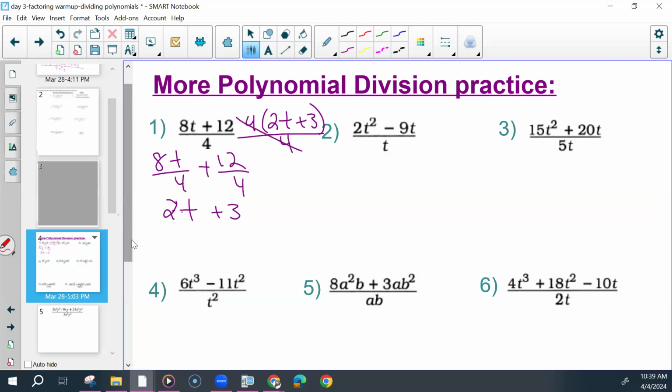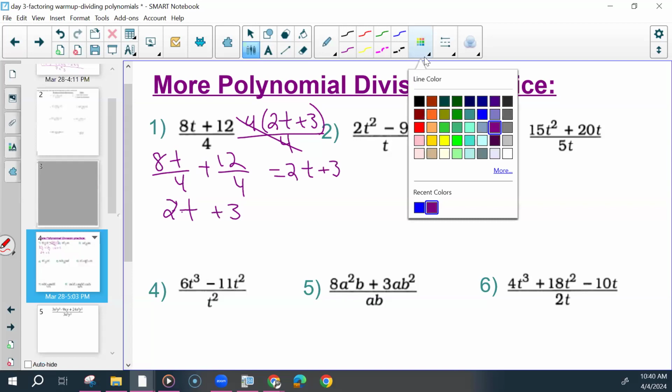So then you could cross those out, and that would leave you with just 2t plus 3. So you get the same thing either way. It's really your preference, which one you would prefer. For most of these, they can all be done either way. There are some I'm going to show you where separating might be better.